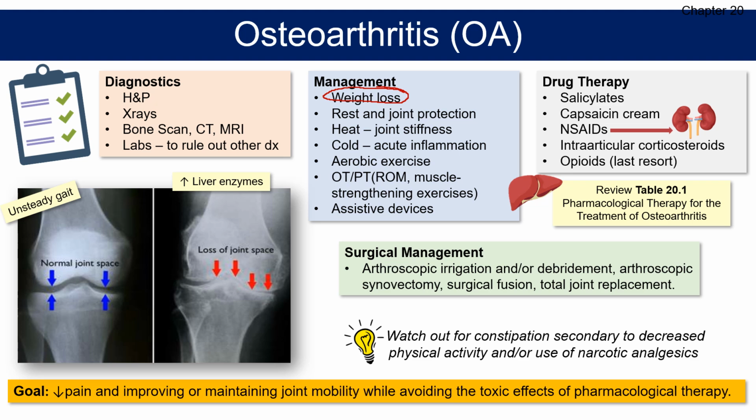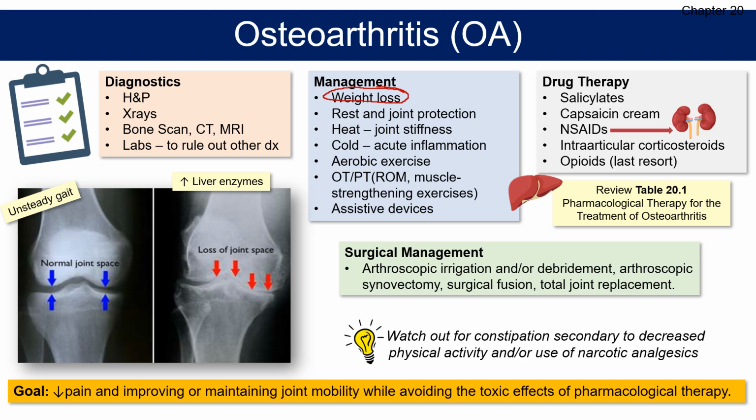Surgical management: patients may opt for surgery or it may be required if the patient is suffering from disability and severe pain that's related to the osteoarthritis. This can be debridement of the area, a surgical fusion of the bone, or joint replacement, like hip replacement, knee replacement, that kind of thing. When it comes to drug therapy, we can offer salicylates, capsaicin cream, that's topical.